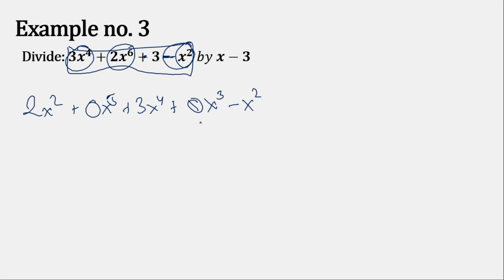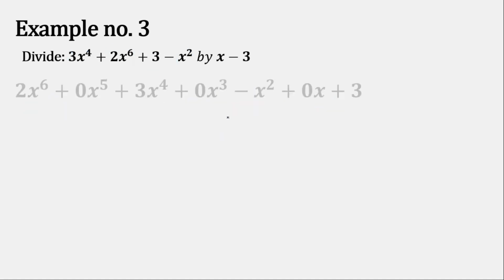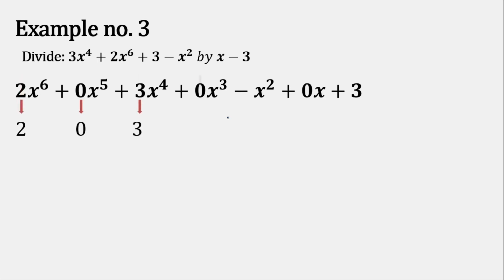Then x raised to 1. There's no x raised to 1. So let's add plus 0x. Then plus 3. So that's our standard form with all the missing terms put together. So now let's have our coefficients. So we have that coefficient. And let's go to our divisor, that is x minus c in this form.